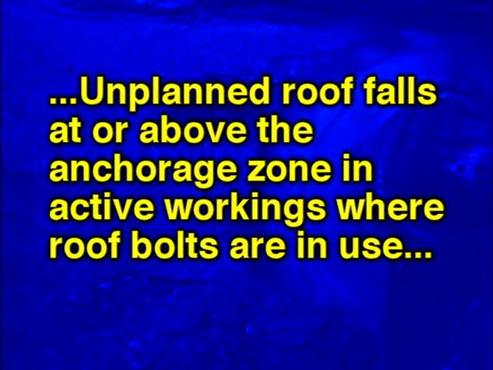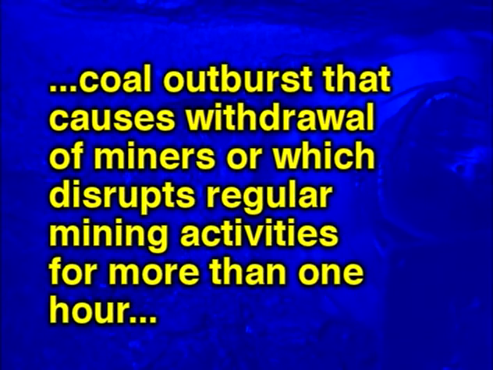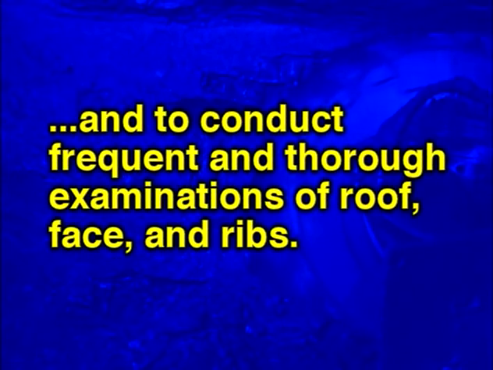Report to MSHA unplanned roof falls at or above the anchorage zone in active workings where roof bolts are in use. A roof and rib fall on active workings that impairs ventilation or impedes passage. A coal outburst that causes withdrawal of miners or which disrupts regular mining activities for more than 1 hour. And conduct frequent and thorough examinations of roof, face, and ribs.